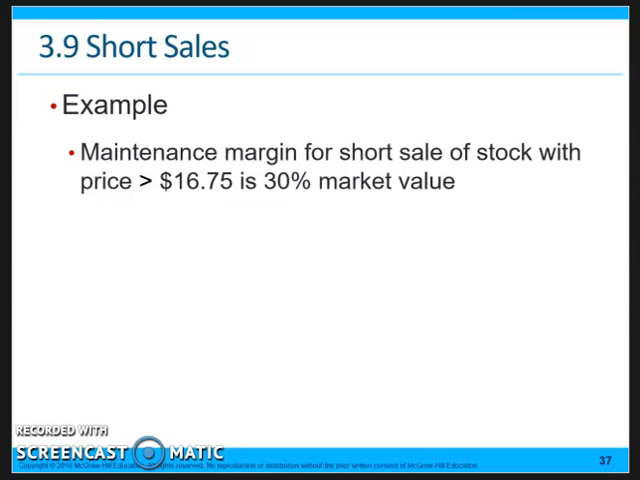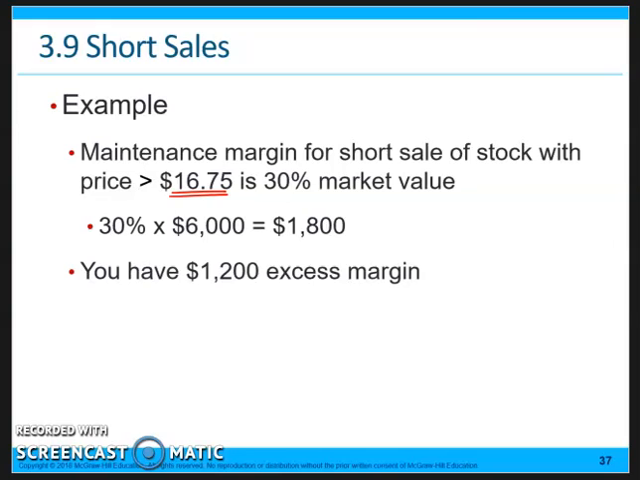The maintenance margin for a short sale stock with a price greater than $16.75 is 30% of the market value. It will be more for stocks with prices less than that. So 30% of the $6,000 is $1,800. So you have an excess margin of $1,200. That's your $3,000 minus your $1,800.